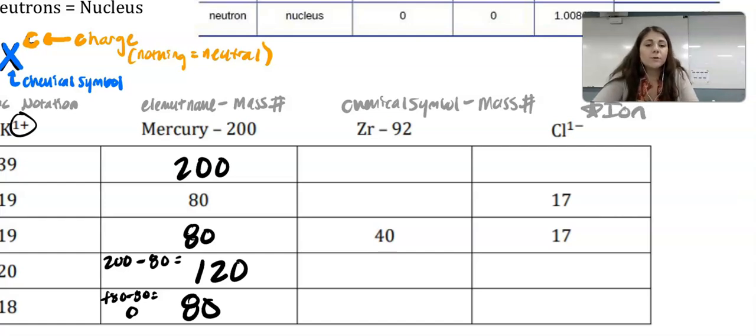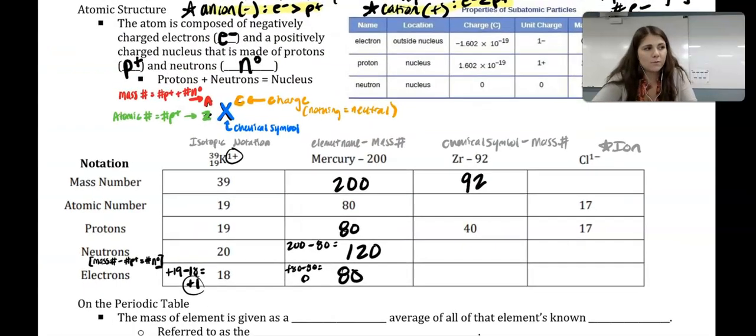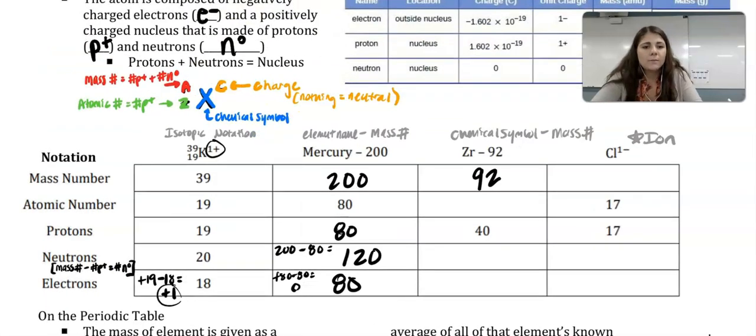All right, so zirconium 92. So 92 is my mass number. I'm going to zoom out for this. Here, I was told 40 protons, which will be the same as atomic number. To find neutrons, I'm going to take mass number minus protons, which gets me 52 neutrons. And then lastly, to figure out electrons, it didn't say anything about zirconium being charged, so I'm going to assume the same number of electrons as protons, so 40.